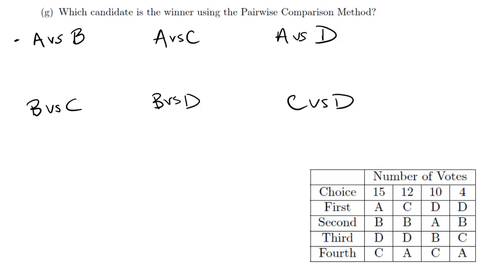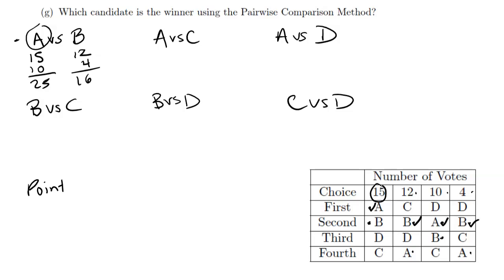So what we're doing down here, remember, is going column by column and just comparing A and B. We're ignoring everybody else and just saying, if we only look at A versus B, who is preferred? In this instance, A is preferred because they're listed higher than B, so A is going to win those 15 votes. In the second column, B is preferred because they're ranked above A, so B gets the 12 votes. In the third column, A is preferred to B, so A gets those 10. In the fourth column, B is preferred, so B gets those 4. So in total, B has 16, but A has 25. So A is the winner of that head-to-head.